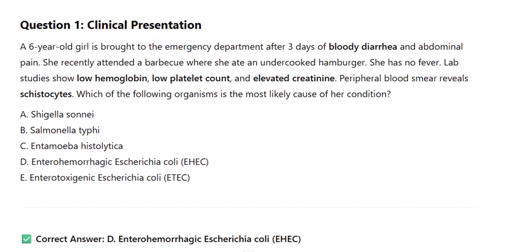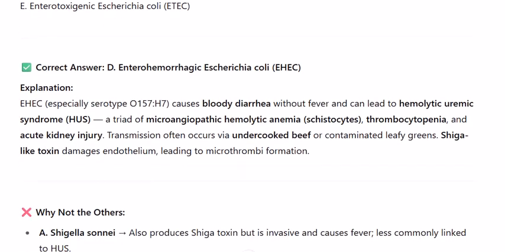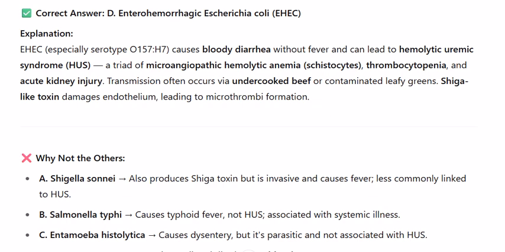EHEC, especially serotype O157:H7, causes bloody diarrhea without fever and can lead to hemolytic uremic syndrome, HUS, a triad of microangiopathic hemolytic anemia, schistocytes, thrombocytopenia, and acute kidney injury. Transmission often occurs via undercooked beef or contaminated leafy greens. Shiga-like toxin damages endothelium, leading to microthrombi formation.